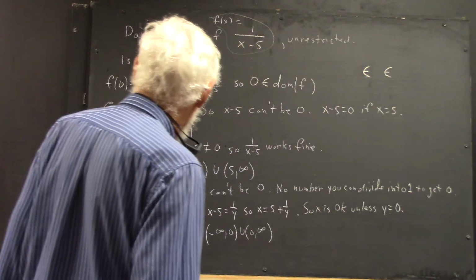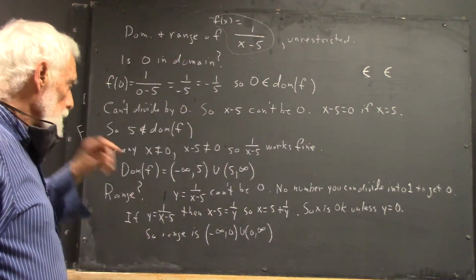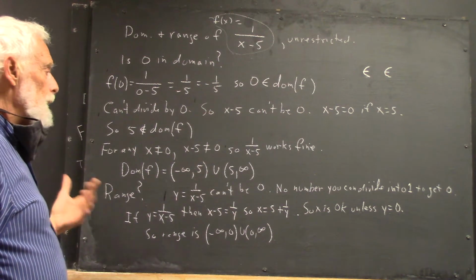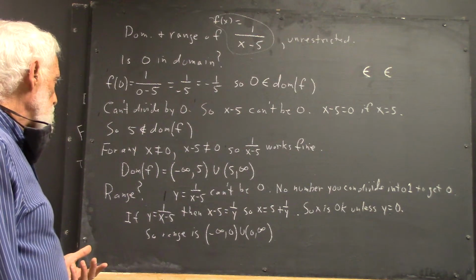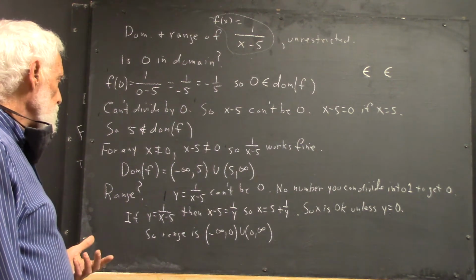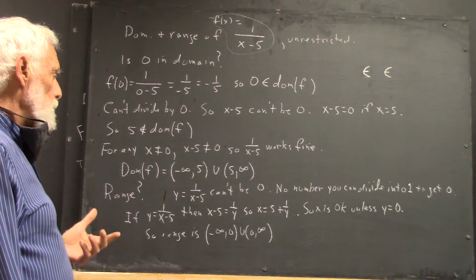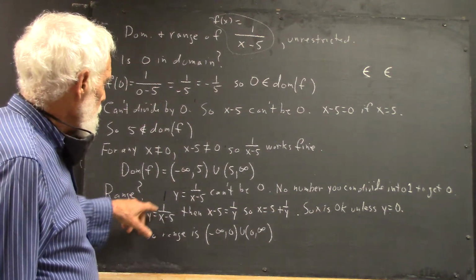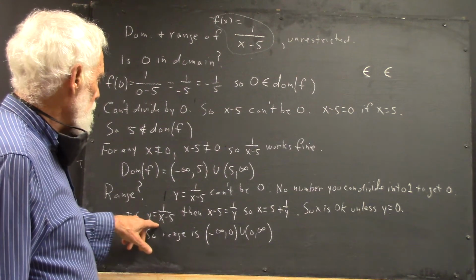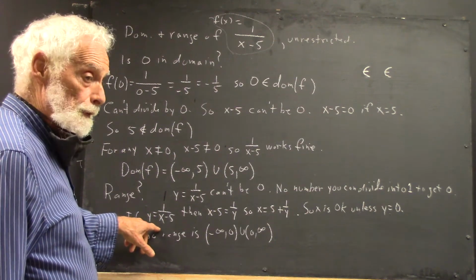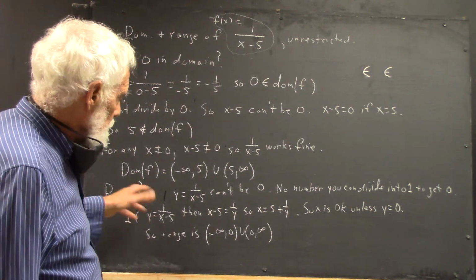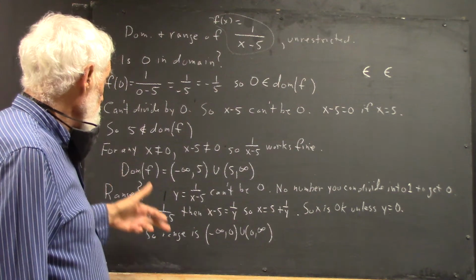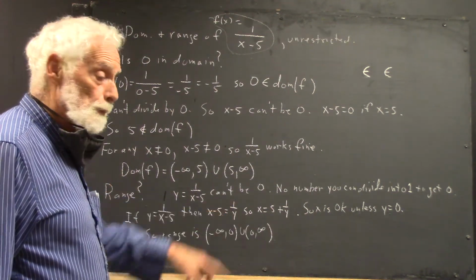So, if y equals 1 over x minus 5, well, we're asking, are there other values of y that we can't get? Well, we set y equal to 1 over x minus 5, and we solve this equation for x. Okay? Well, the solution's pretty simple. We multiply both sides by x minus 5, then divide both sides by y. We get x minus 5 equals 1 over y.